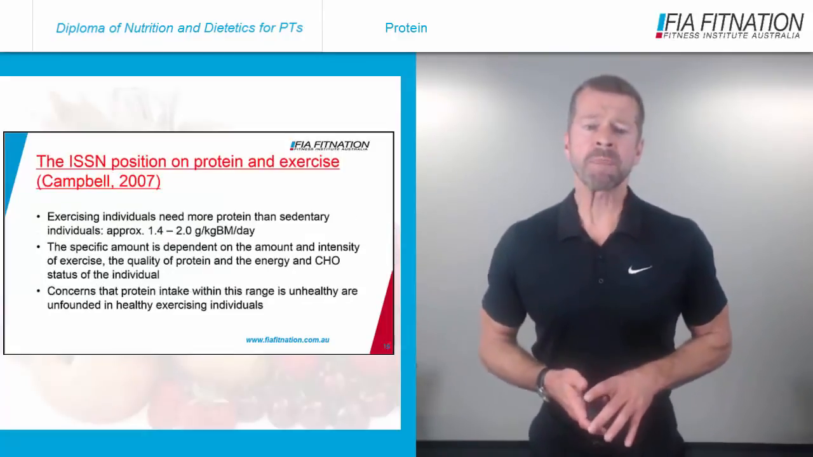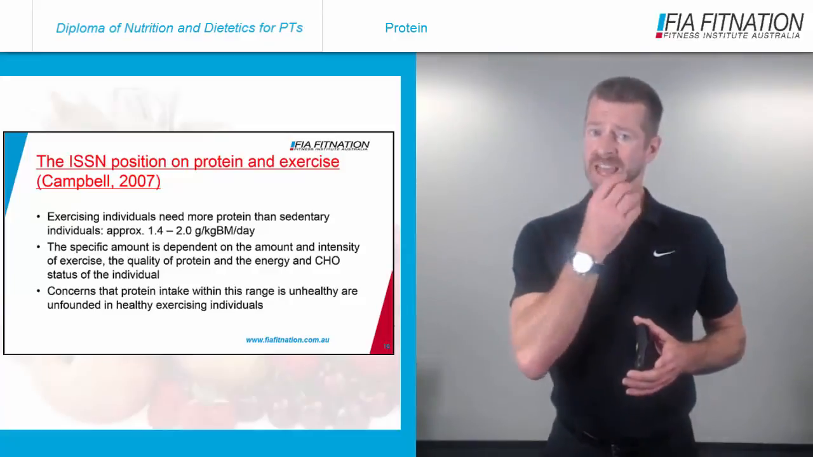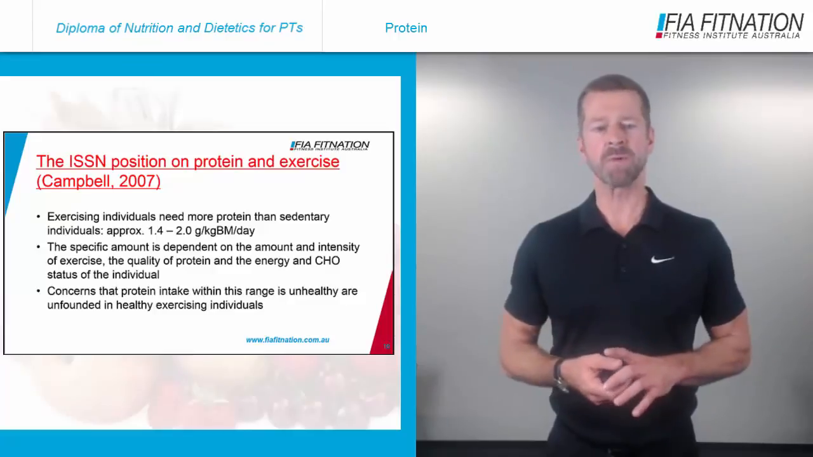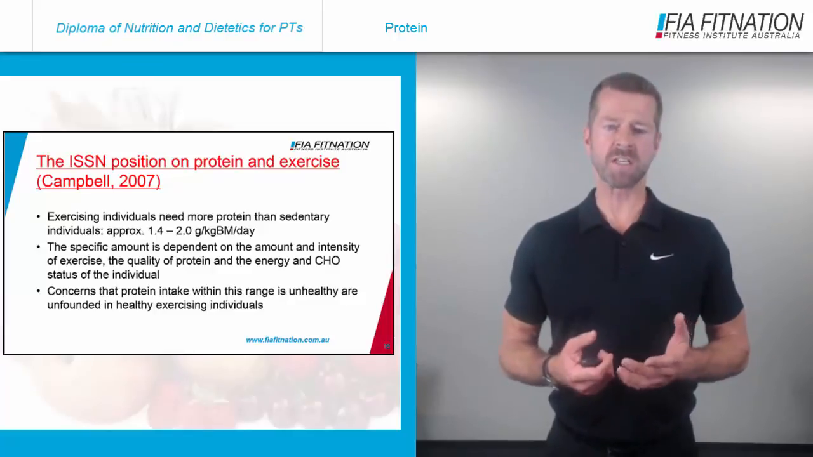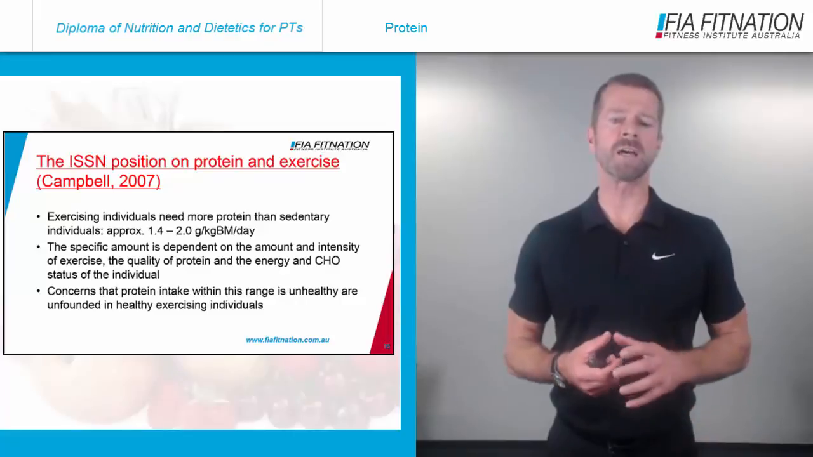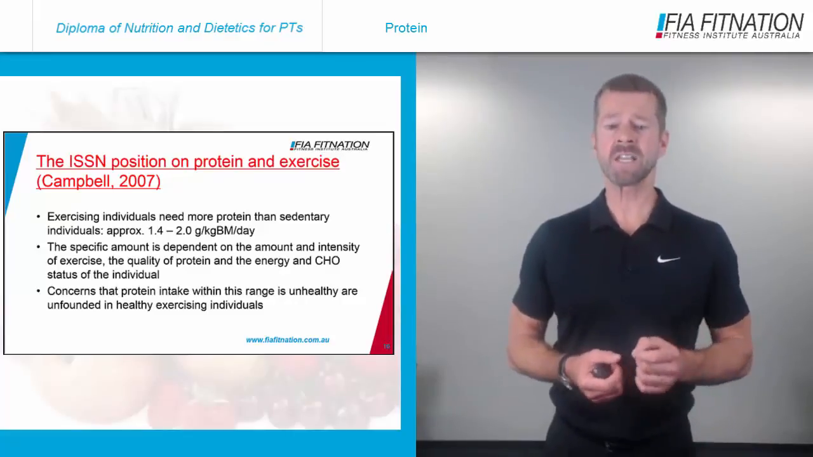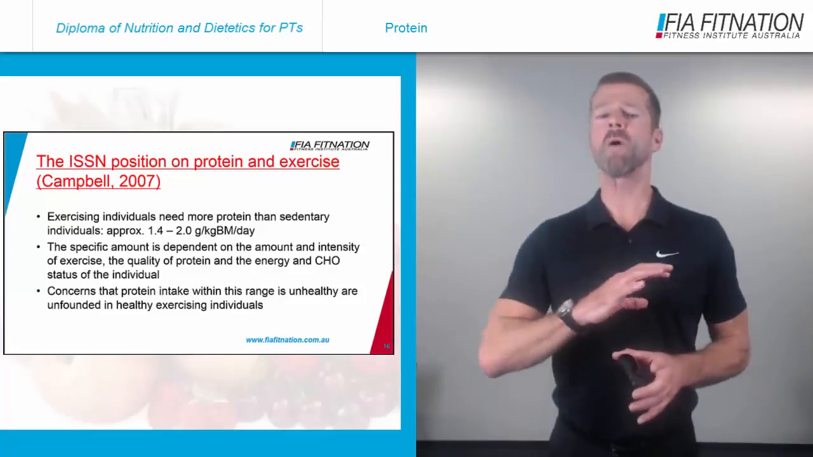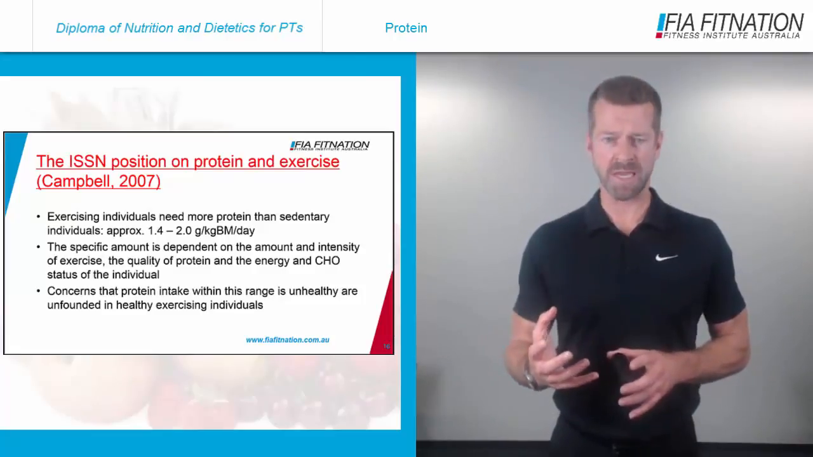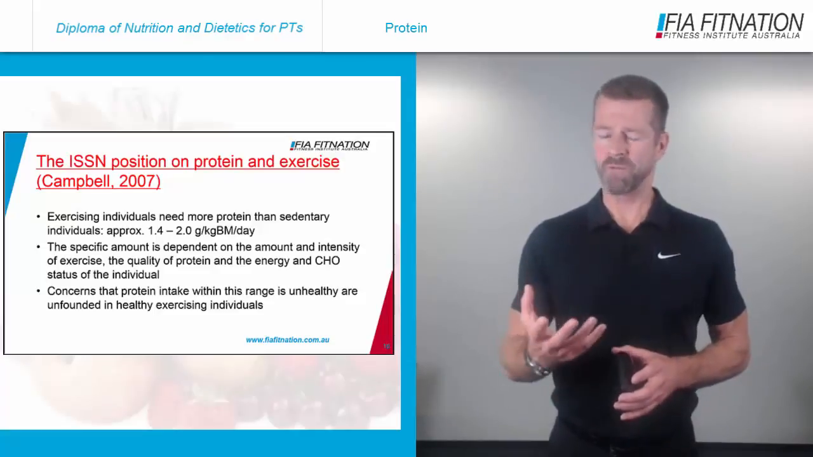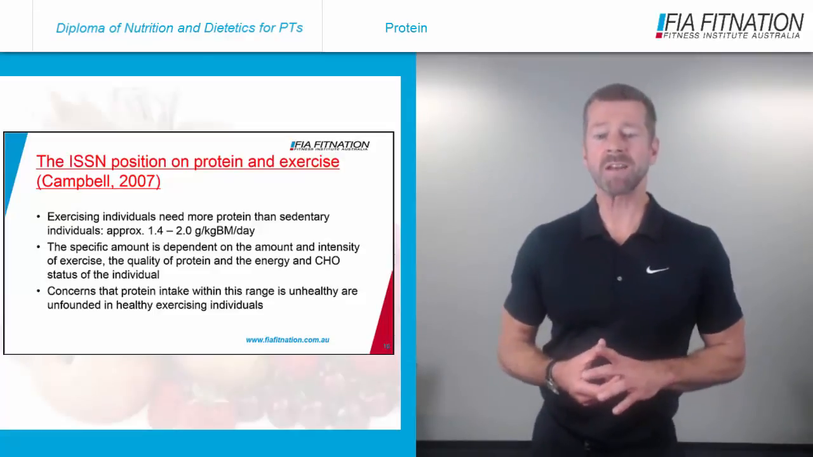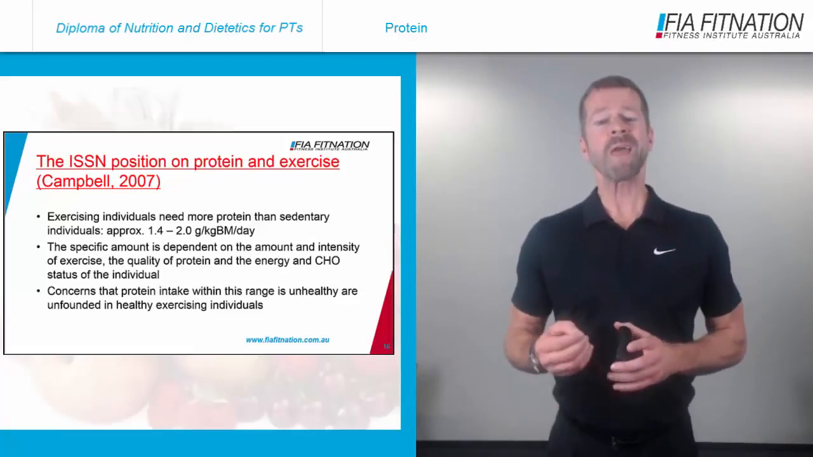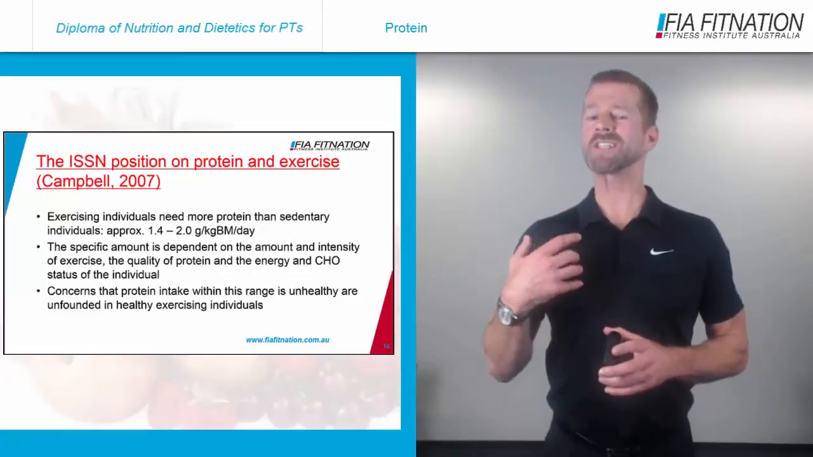So, the International Society for Sports Nutrition has a position on protein and exercise, a position statement that was released in 2007, and there are a few points that they highlight. First point is that exercising individuals need more protein than sedentary individuals, somewhere between about 1.4 to 2 grams per kilogram body mass per day. So we've already established that one. The specific amount depends on the amount and intensity of exercise, the quality of the protein, and the energy and carbohydrate status of the individual.